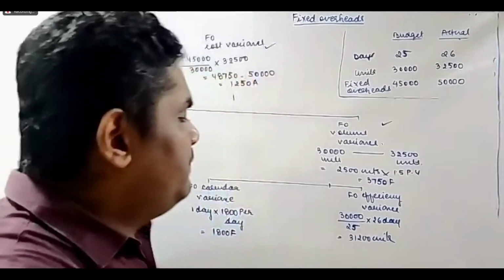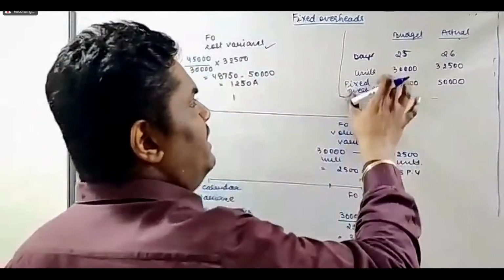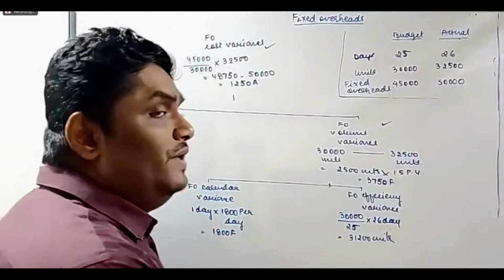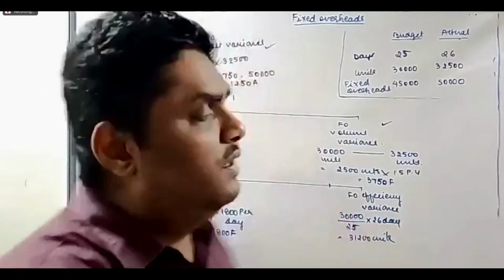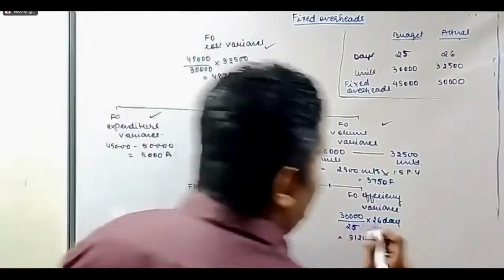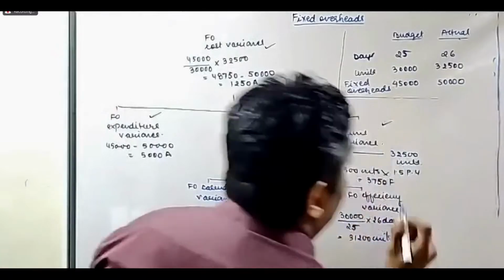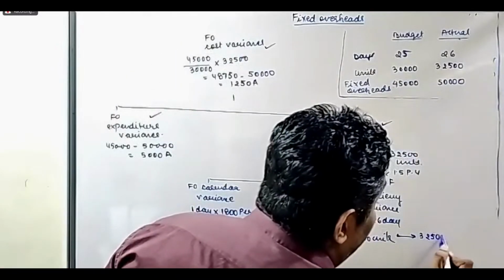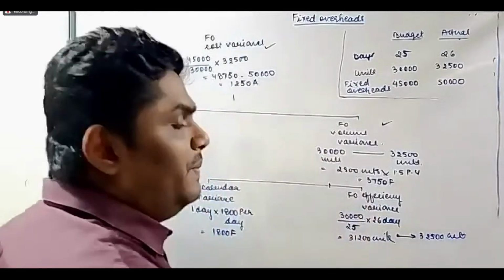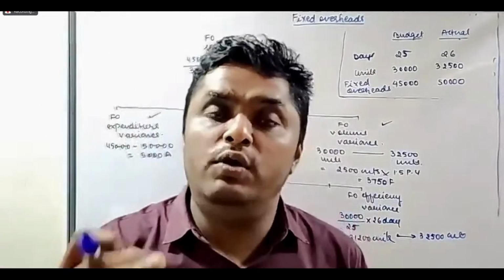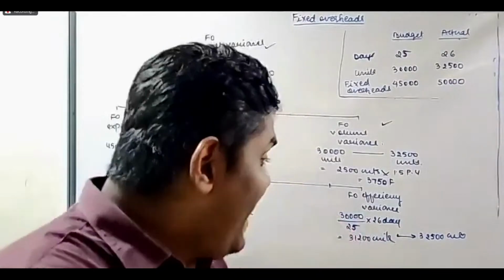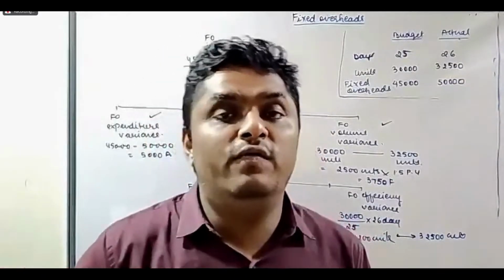So here, 30,000 units, 25 days. So in 26 days, how many units were we supposed to manufacture? 31,200. But in these 26 days, how many units did we manufacture? 32,500 units. मतलब 26 डेज में आपको 31,200 यूनिट्स मैन्युफैक्चर करना था, बट वी एक्चुअली मैन्युफैक्चर्ड 32,500 यूनिट्स.